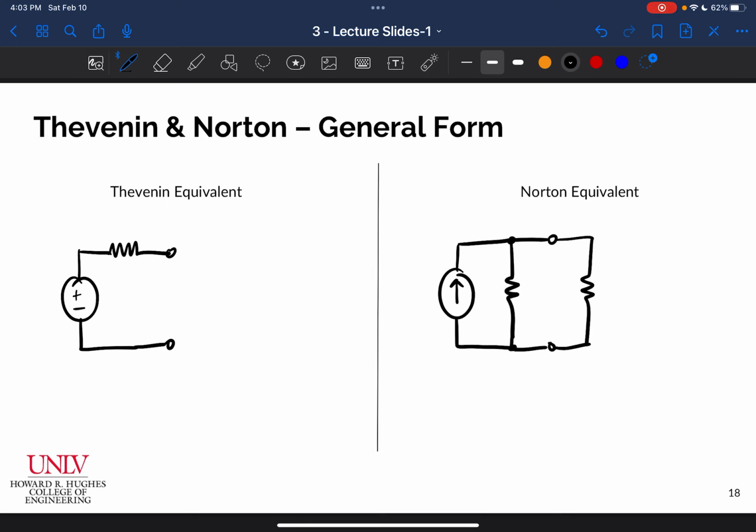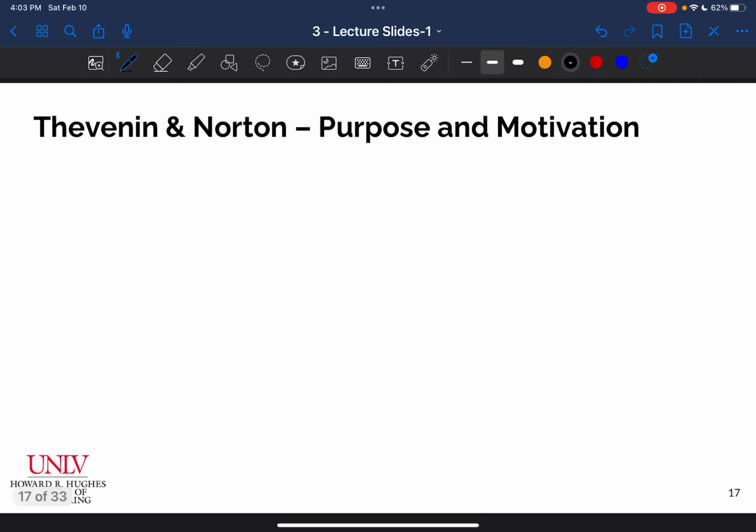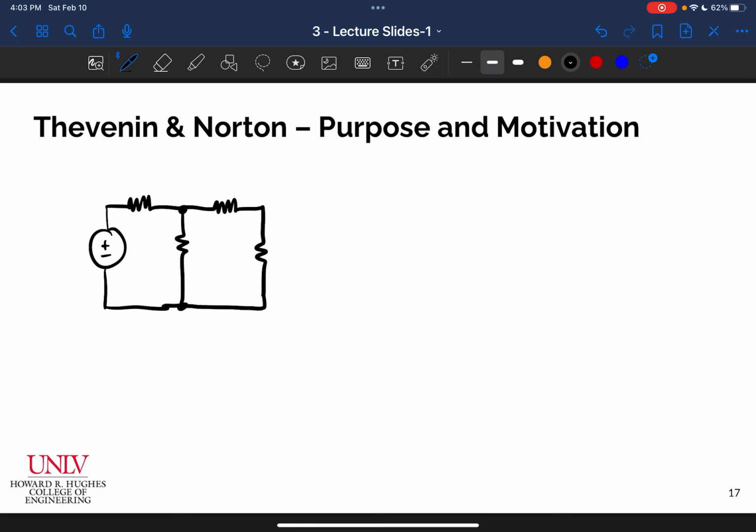And again, this V load and the I load would be the same with this equivalent as with the original circuit. And this may seem ridiculous, and you might say, why in the world would we care to do that? I'm going to tell you why. So let's say you had some insane circuit, maybe not too insane, but insane enough that it would take you a really long time to solve something like this.